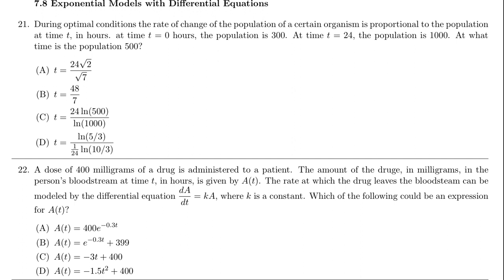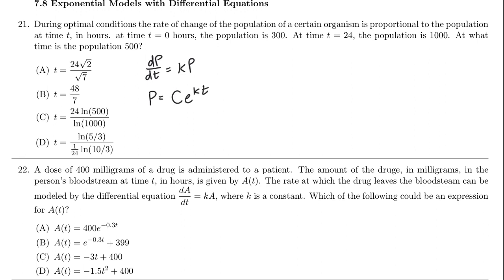So this one, optimal conditions, the rate of change of a certain organism is proportional to the population at time t. So the rate of change is going to be dP/dt, and it's proportional, we saw in the very first learning objective, means k, to the population, P. So this is our differential equation. You could solve this by hand, but for this learning objective it's going to go a lot quicker. You just know that the solution to this is always C e to the kt.